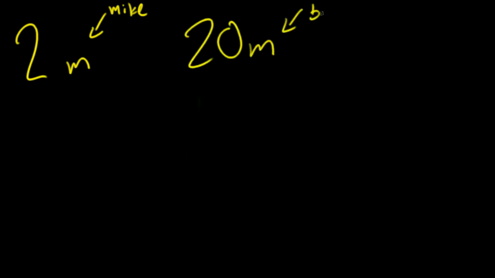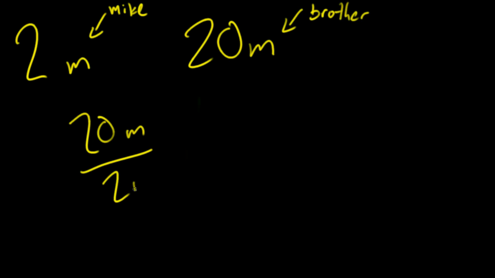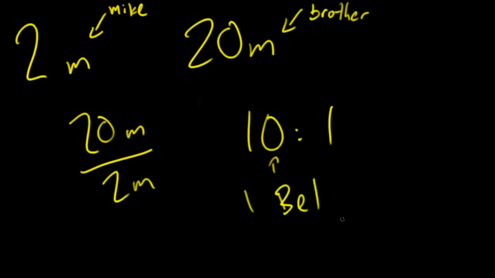Let's say I'm 2 meters tall. Okay, that's a bit of an exaggeration, but we'll go with that. And let's say my brother is a giant and he's 20 meters tall. Now, how much taller is my brother than me? Well, 20 meters over 2 meters, that's a ratio of 10 to 1. That's 1 order of magnitude, or 1 bell, and there are 10 dB, or 10 decibels, in every bell, so he's 10 dB taller than me.